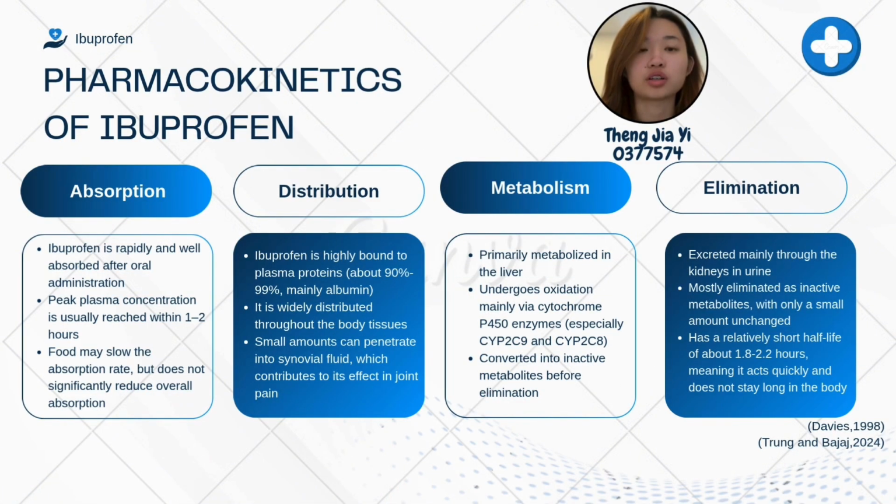After oral administration, ibuprofen is rapidly absorbed, reaching peak plasma concentrations within 1 to 2 hours. It is highly bound to plasma protein and distributed throughout the body. Ibuprofen is primarily metabolized in the liver by cytochrome P450 enzymes and converted into inactive metabolites. It is then excreted mainly through the kidney and has a short half-life of approximately 1.8 to 2.2 hours.